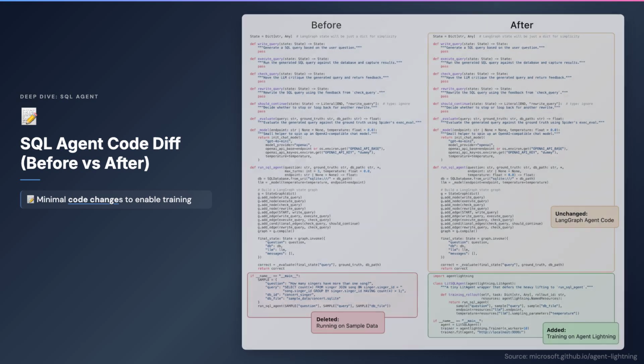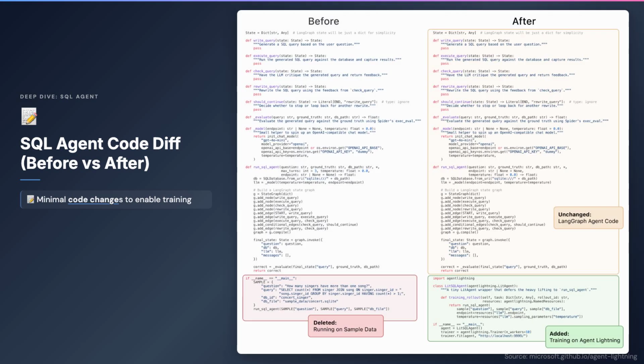Here is the code diff showing what changes are needed to train the SQL agent. The modifications are minimal. Add the Agent Lightning decorator and emit helpers. The original agent logic remains completely unchanged. All training infrastructure, the store, algorithm, and trainer lives in separate configuration code. This zero-code change philosophy is what makes Agent Lightning so powerful.